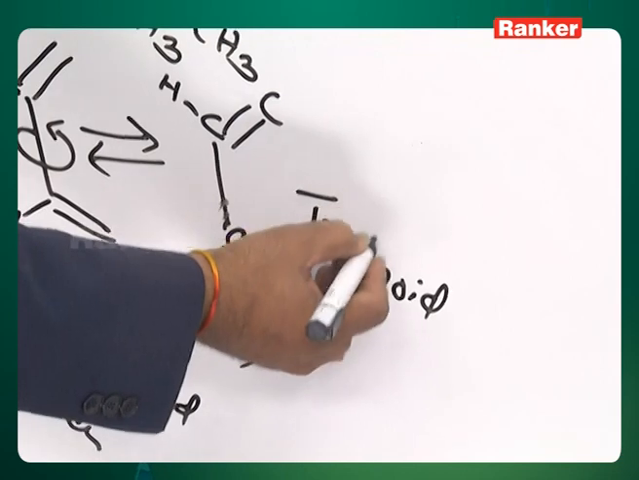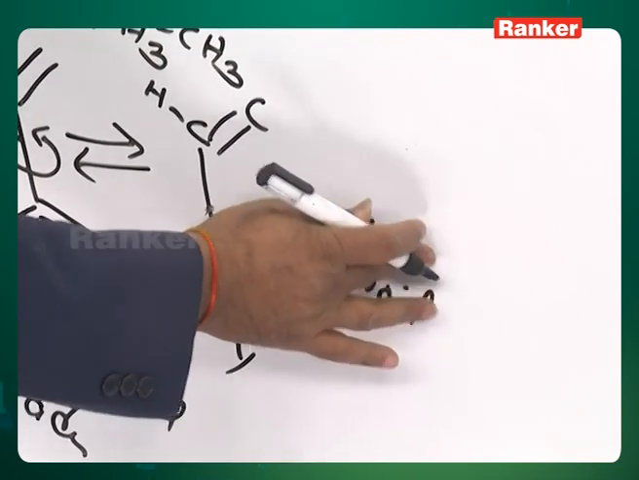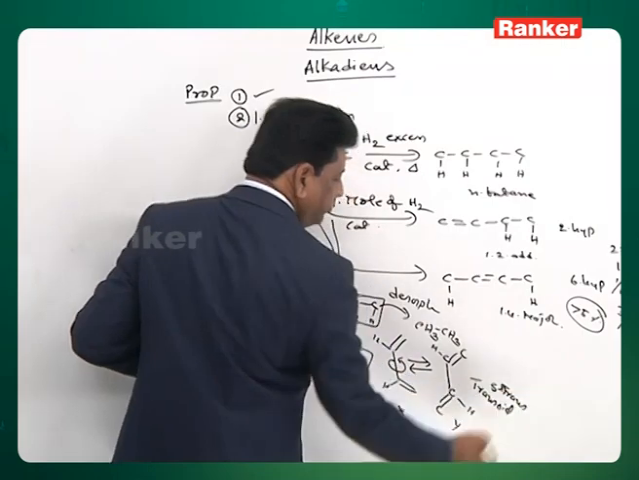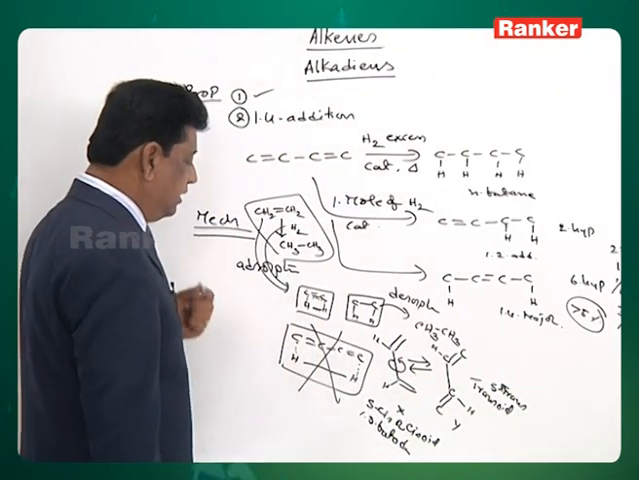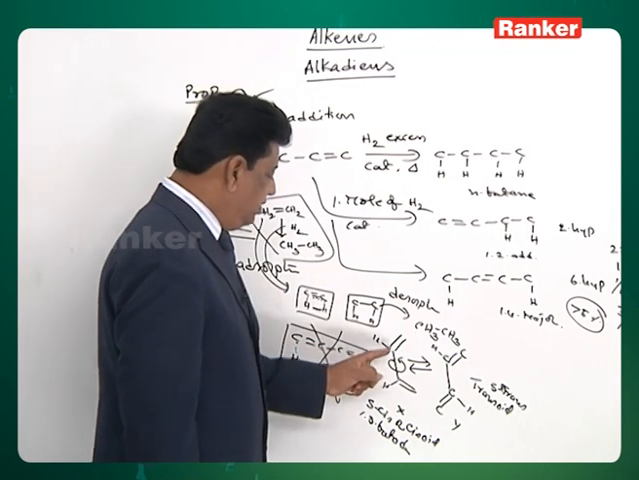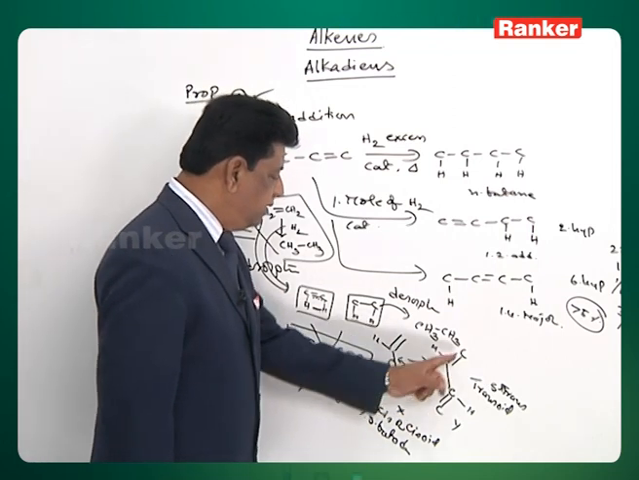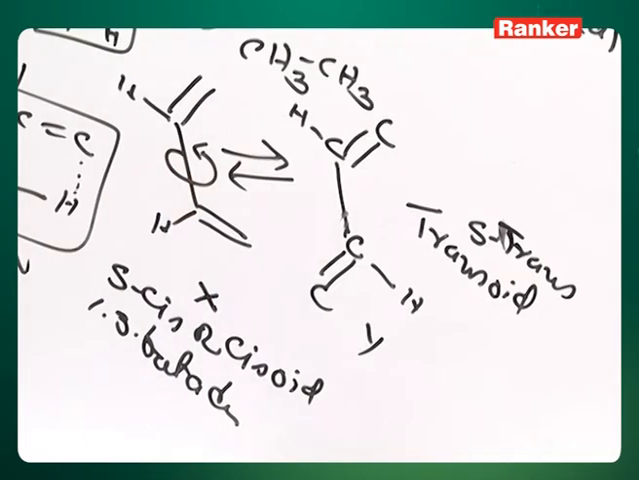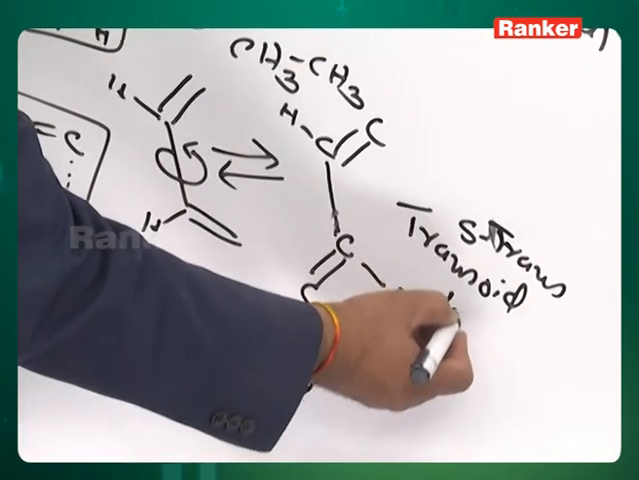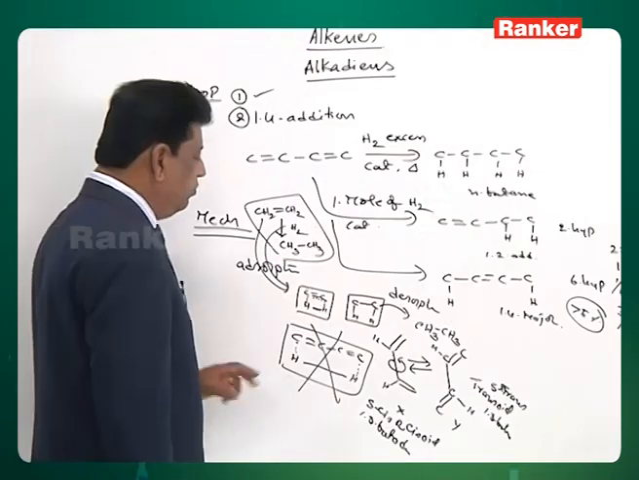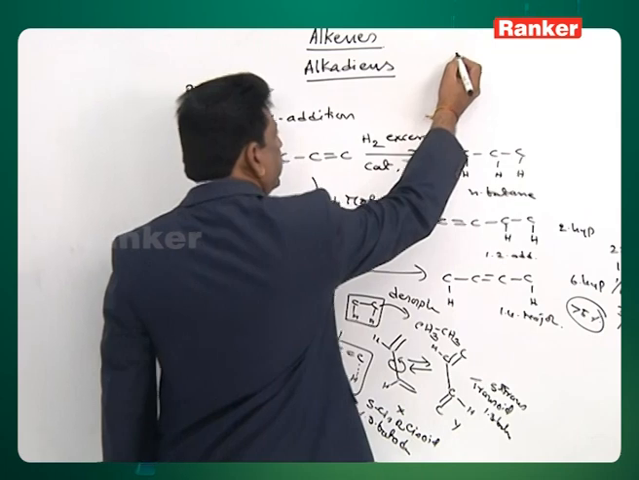Transoid, or S-cis, S-trans, single bond trans, isn't it? Generally cis and trans are double bond oriented. Now with reference to the single bond, if the 2 double bonds are on the same side, or with reference to the single bond, the 2 double bonds are up, that is S-trans or transoid 1,3-butadiene. Now to show the reaction, we are taking only cisoid butadiene.